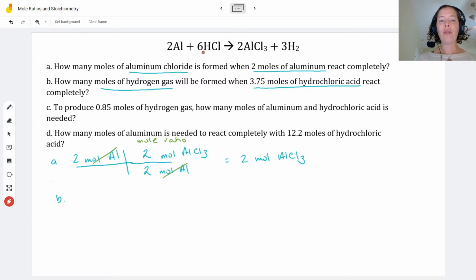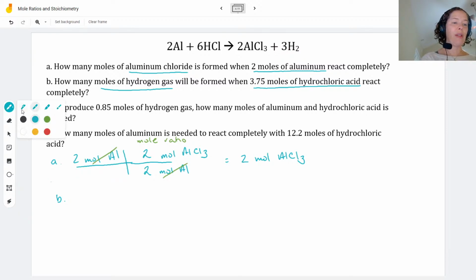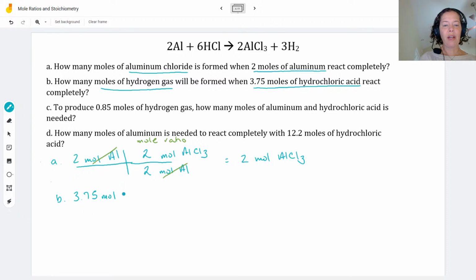So I'm taking a reactant and comparing it to a product. So my mole ratio is going to be 6 to 3 here. But let's write it down. So starting with what we were given, we were given 3.75 moles of hydrochloric acid. All right. Now I'm going to put my mole ratio in. But before I put numbers in, I want to put units in to make sure things cancel like I want. I want to make sure my moles of hydrochloric acid cancel. So that's going in the denominator here.